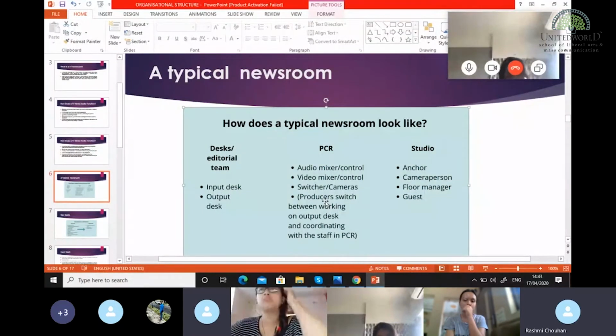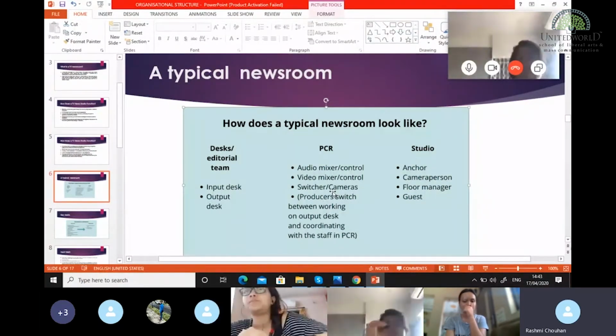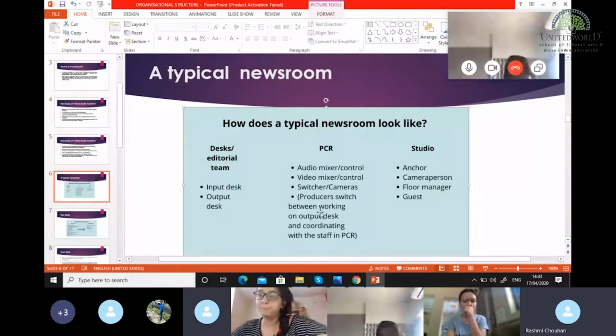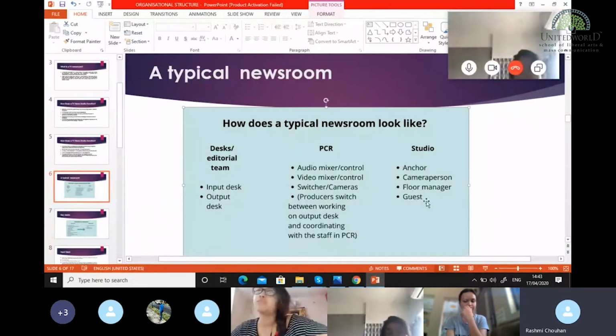Then we have PCR, which is the production control room, wherein we have audio mixer or control, video mixer or control, camera, switcher. Also, producers, which we'll see later, who are part of the output desk, coordinate with the PCR people, production control room people, right? And then we have the studio, wherein we generally have anchors, camera person, a floor manager, and guests. Okay, just keep this chart in mind. The rest of it will be clear later on.